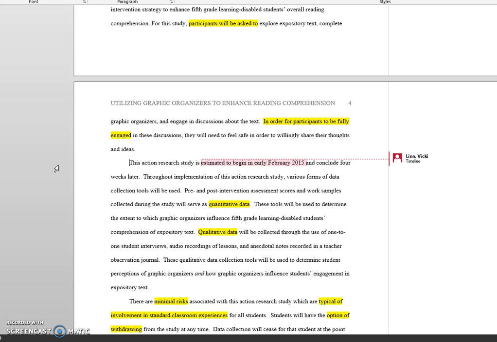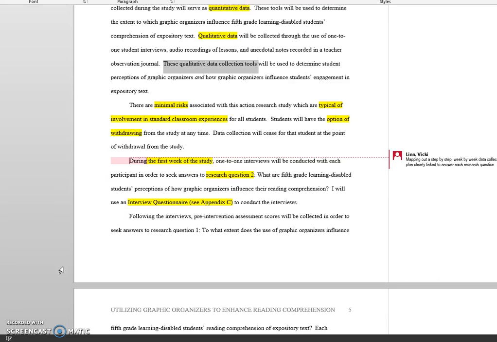The student identifies in this statement that during that time frame she'll be collecting both quantitative and qualitative data, which makes this a mixed research study, and she clearly identifies what types of tools she's going to be using that fit each of those particular forms of data.